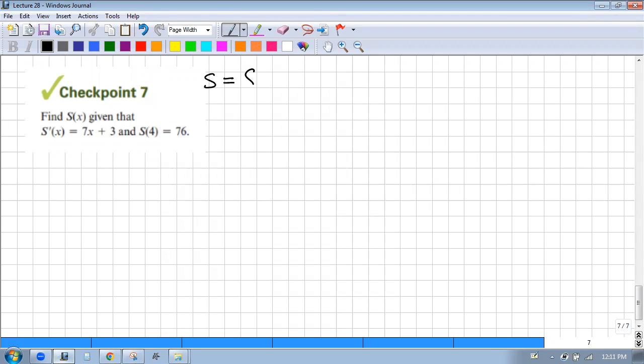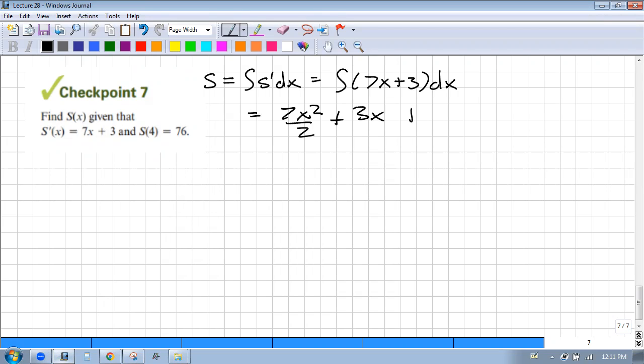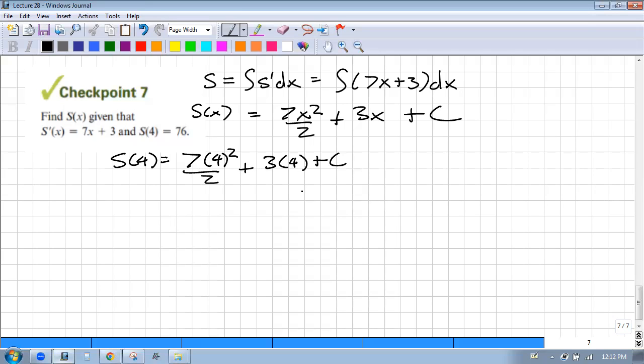Okay, well, S is the integral of S prime dx because it's with respect to x. So this is the integral of 7x plus 3, which would be 7x squared over 2 plus 3x plus a constant. All right, so this is what S of x is. But the fact that we have this information, we could say, okay, well, S of 4 would be 7 times 4 squared over 2 plus 3 times 4 plus a constant.